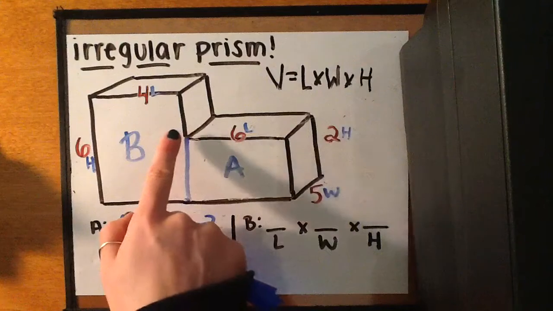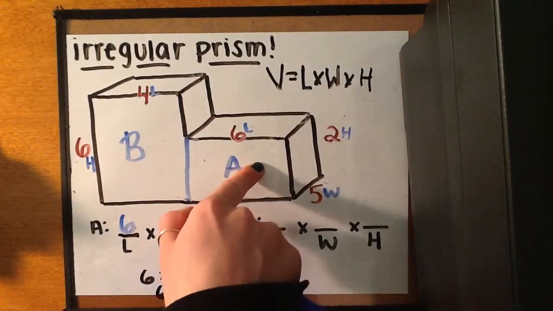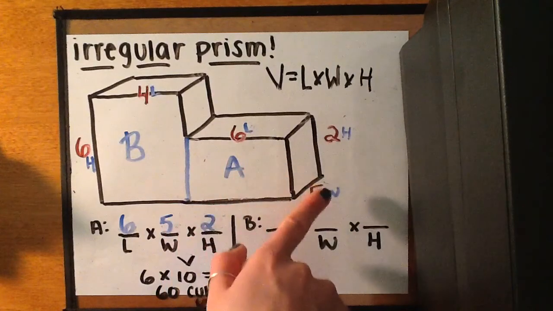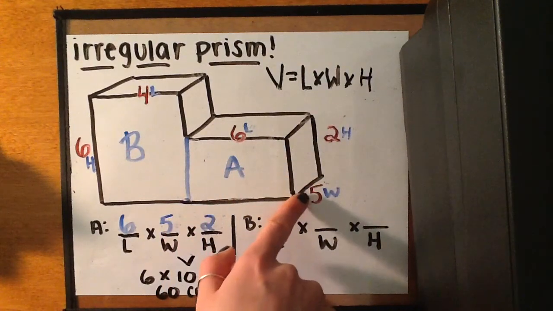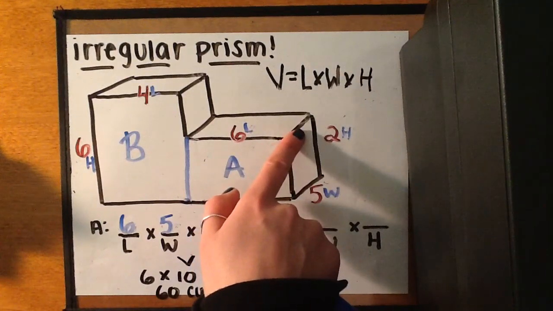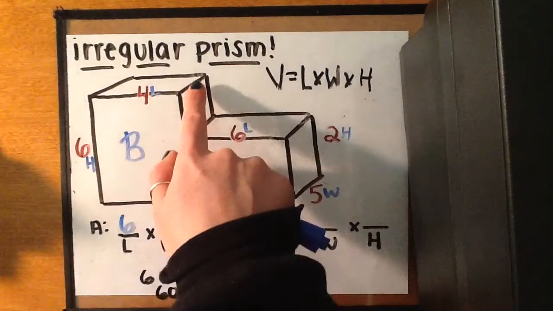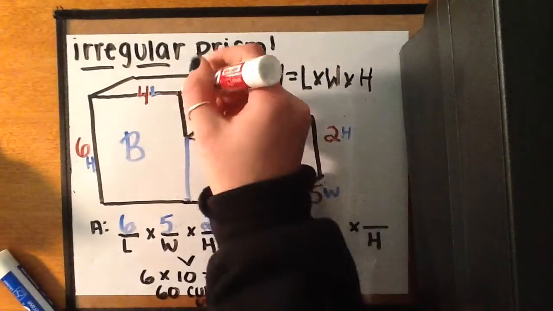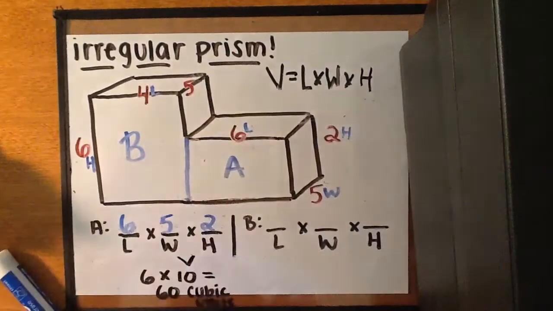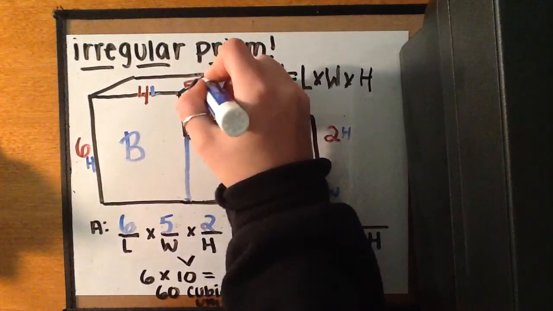So I'm going to have to look at prism A to help me with this. And if I look at A, that width is 5. So if this line right here is 5, this line right here is going to be 5. And this line right here is going to be 5. So this is also going to be 5. That means that my width for B is going to be the same as A.